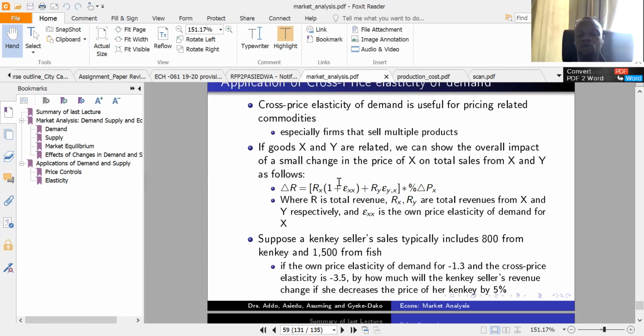This is what we are going to use this equation for. The change in revenue will be the original revenue from Kenke, which is 800, times 1 plus the elasticity for Kenke, which is minus 1.3, plus the revenue from fish, which is 1,500, times the cross price elasticity, all times the percentage change that the Kenke seller is thinking of implementing, which is 5%. But remember, it's a decrease. The Kenke seller is planning to decrease the price by 5%.